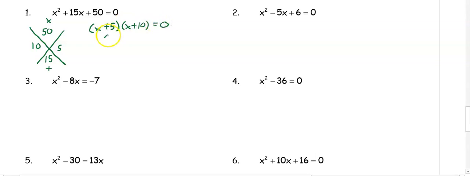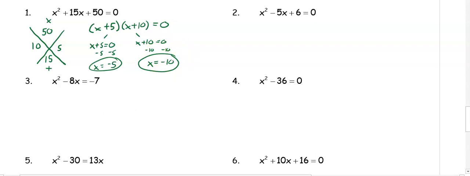Then we're going to use zero product property. So each of these is going to get equal to 0. X plus 5 equals 0, and x plus 10 equals 0. So in the first one, we subtract 5. X equals negative 5. In the second one, we subtract 10. So x equals negative 10.